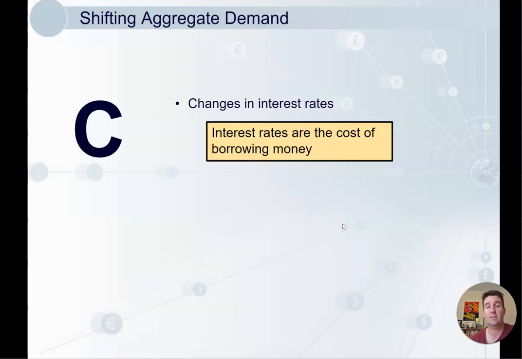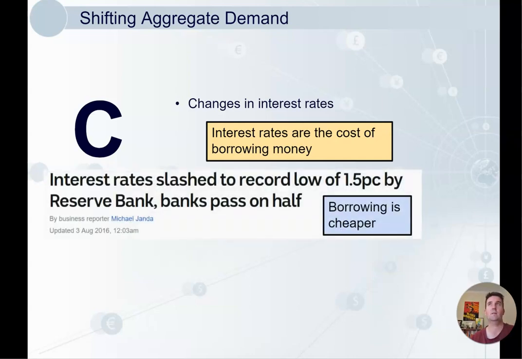Changes in interest rates. So this is the first time we're mentioning interest rates, I think. Now, interest rates are the cost of borrowing money. So if interest rates increase, the big thing in Australia and in a lot of countries is mortgages. So when the Reserve Bank reduces interest rates, what it means is that we don't have to pay as much. Anyone with a mortgage does not have to pay as much interest each month to the bank.